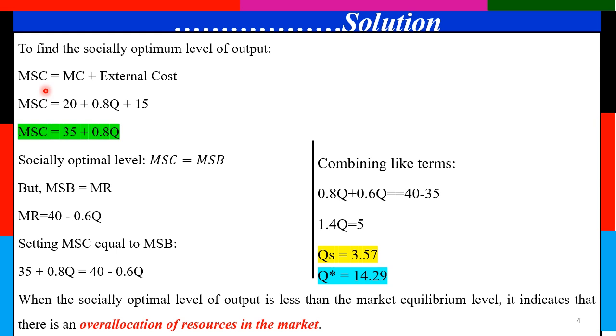So how can you get the marginal social cost? You know this formula. Marginal social cost means marginal cost or marginal private cost plus external cost.